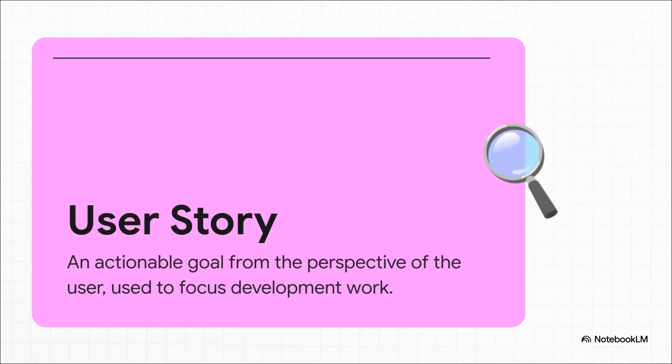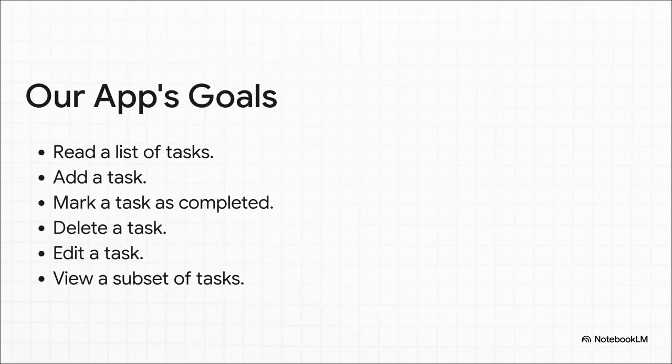The important thing here is that a user story isn't some technical command. It's a really simple human goal. It usually starts with something like, "As a user, I want to." This little trick keeps the entire development process laser-focused on what actually matters to people. So, for our to-do app, these are our guiding lights. As a user, I need to see my tasks, add new ones, check them off when they're done, delete them, maybe even edit them. And I'll want to filter that list. Every single thing we build from this point on is going to serve one of these goals.